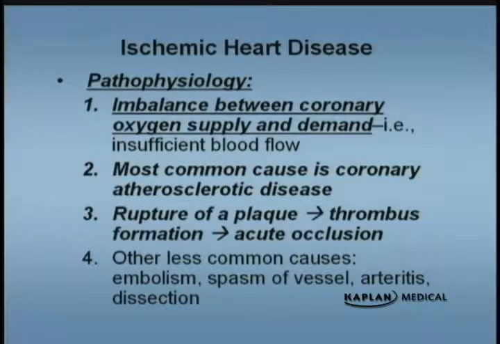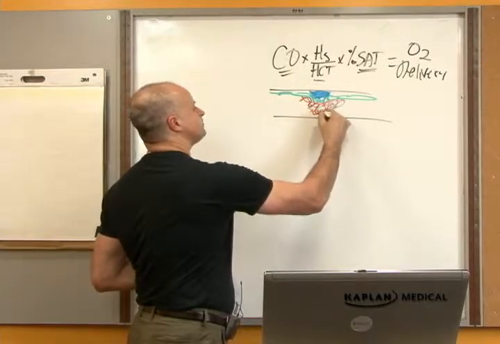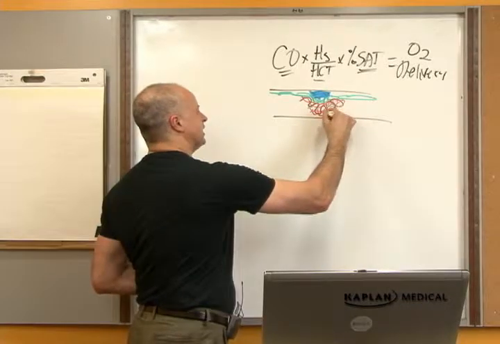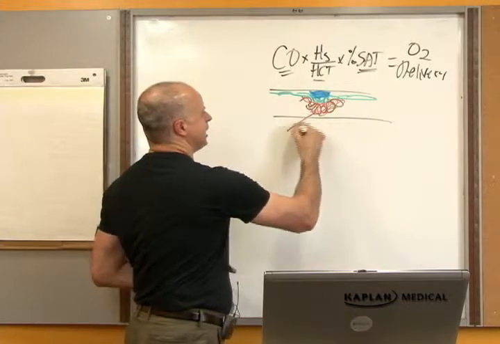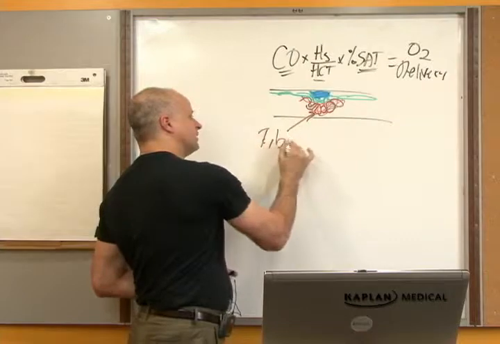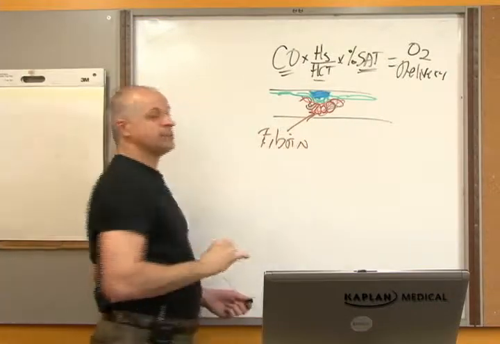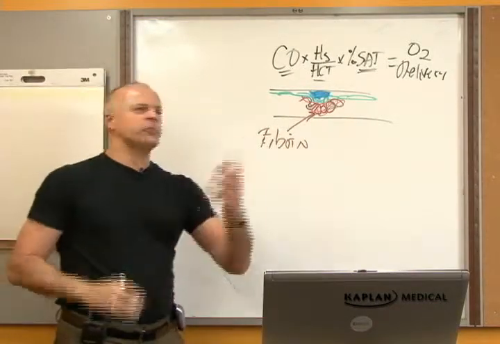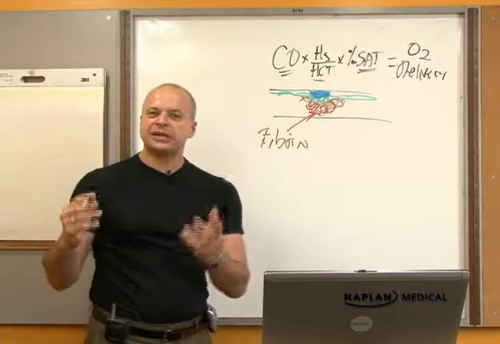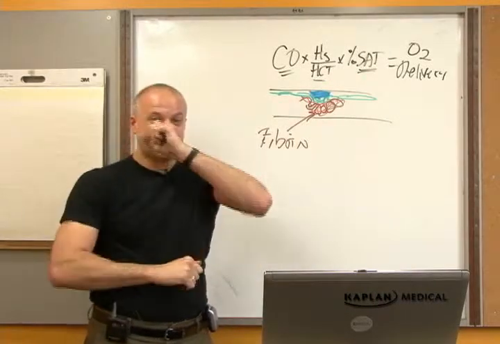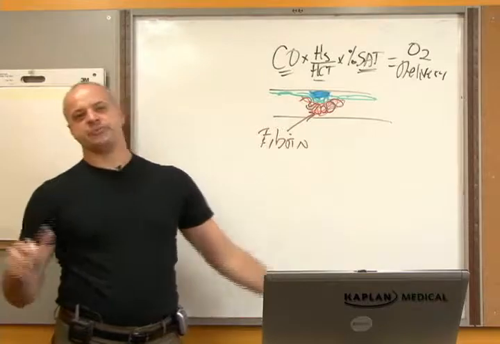So that's why the basic management at the beginning is to give the person antiplatelet drugs, and later on, platelet plaques get stabilized by fibrin. Why don't we all become platelet statues? Because the platelet plaque gets cross-linked and stabilized by fibrin.